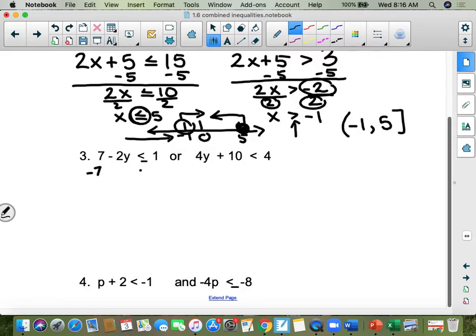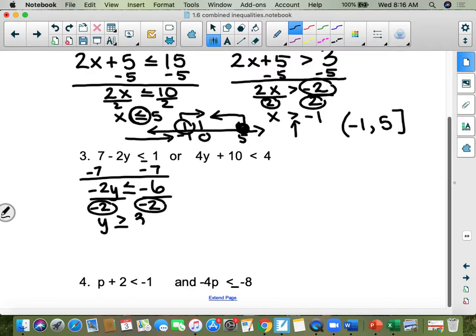The first thing you do is you subtract 7. You're going to have -2y is less than or equal to -6. I divide by -2. I divide it by a negative number. Everybody see that these are negative? That means I have to switch my sign to the opposite direction. -6 divided by -2 is +3.